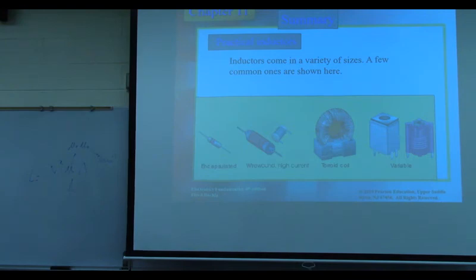Practical inductors, you are going to see a lot of inductors. I have a big one in my office from a transformer. It's very heavy to bring here. Transformers are really heavy. If you want to take a look, you can go to my office. We can help you there. I think maybe 10 pounds or something.